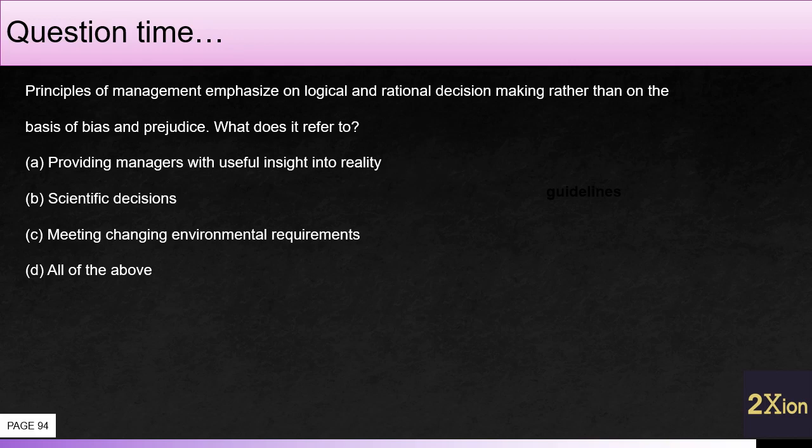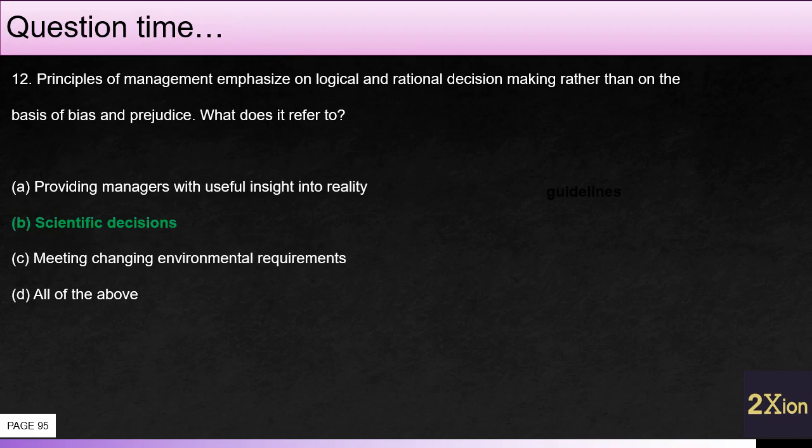Providing managers with useful insight into reality, scientific decision, meeting changing environmental requirements, and all of the above. The answer is scientific decision.